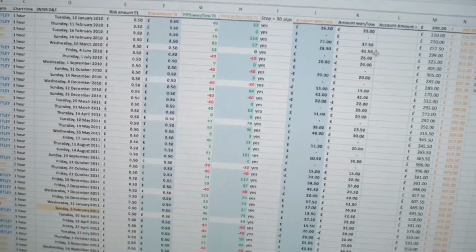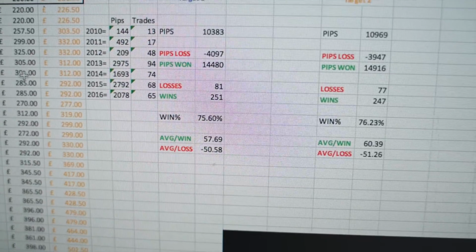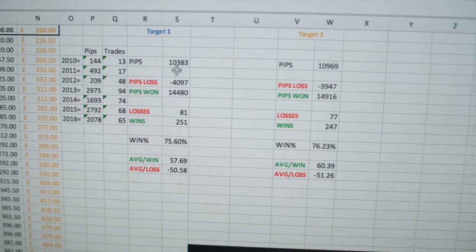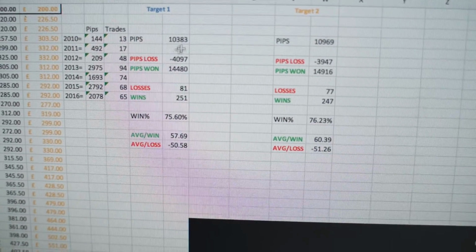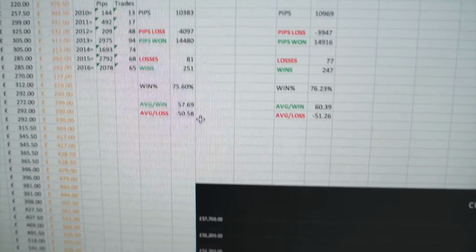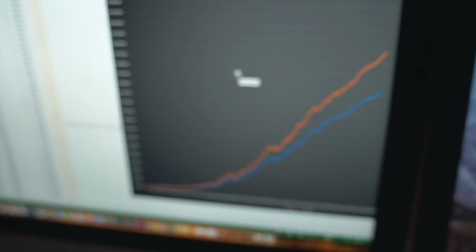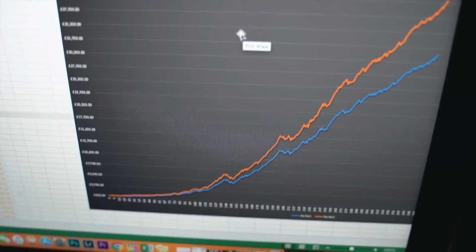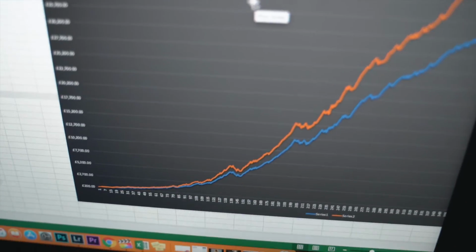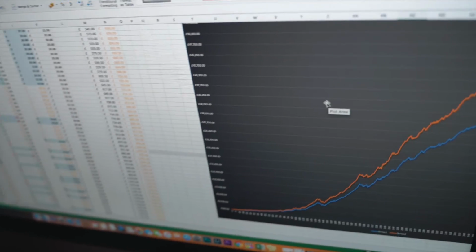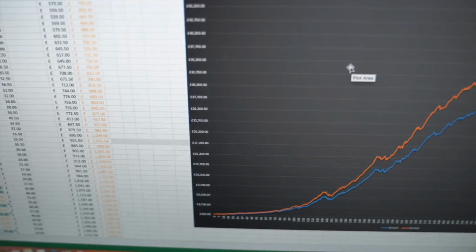This was hectic. And then over here we had it automatically calculating target ones, target twos, the pips won, all pips total, average wins, average loss. And then we had a spreadsheet that showed the equity curve that obviously I just really love to see. But all of that was kind of unnecessary, just a part of the process that I had to go through to get me to where I am now.